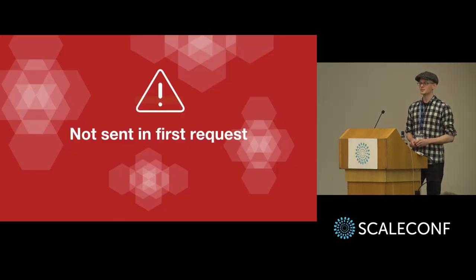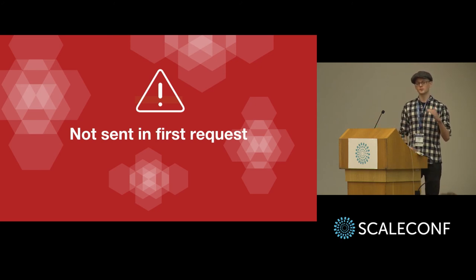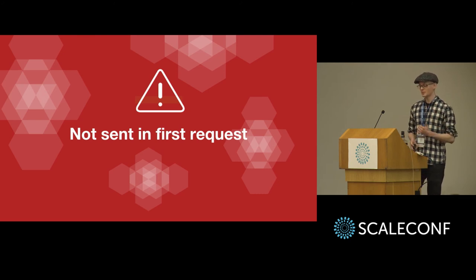The big problem with this is it's not sent in the first request. So that very first request for your website will not include any of this data. So the intention is that you use client hints for resources, use it for images and scripts. So you don't actually use it to vary the HTML. But if you were to use it to vary the HTML, like to send a much smaller page, you can't do that for the first page. I think that's a shame.